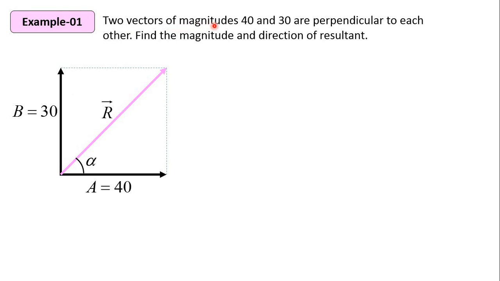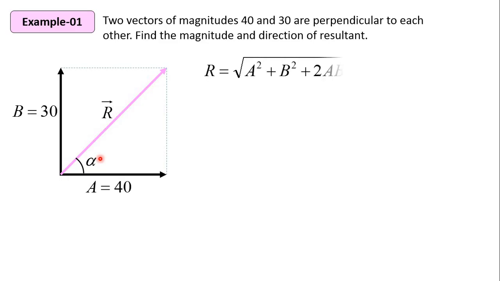Two vectors of magnitudes 40 and 30 are perpendicular to each other. Find the magnitude and direction of the resultant. So here we have two vectors A and B. Let us say A has magnitude 40 and B has magnitude 30. So R is the resultant which is drawn in this parallelogram. Because vectors A and B are perpendicular, this angle here is 90 degree. So this parallelogram is actually a rectangle. And the resultant makes an angle alpha with respect to the A vector. We will find out what is the magnitude of R and what is the angle alpha.